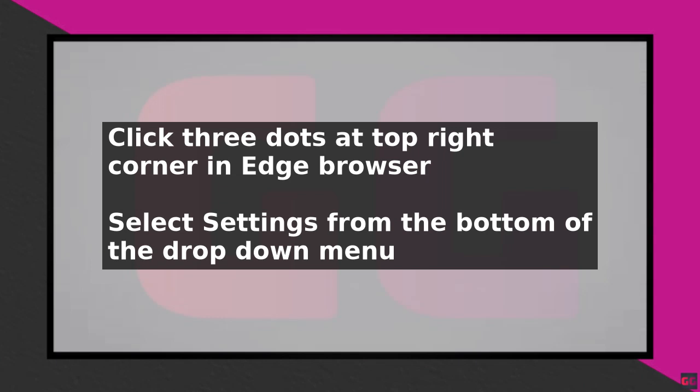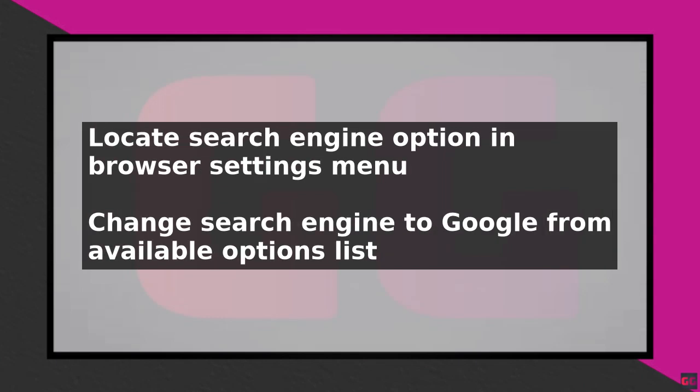The process is similar in Edge, which is typically installed by default on Windows computers. To begin, click the three dots at the top right corner and select Settings from the bottom of the drop-down menu. Then, type Search Settings in the search bar and select the Address Bar and Search option, which should be the second to last result.